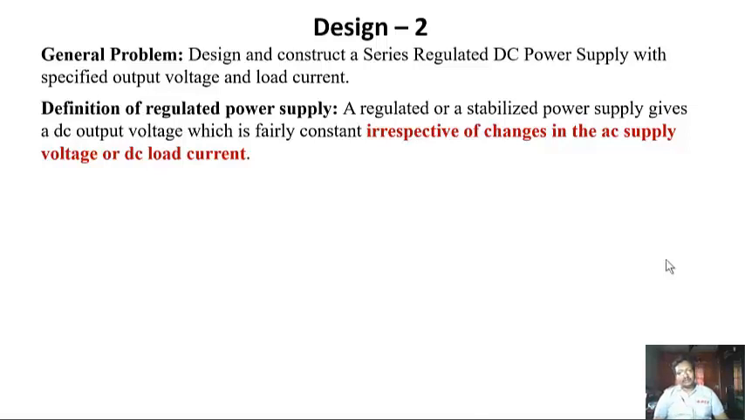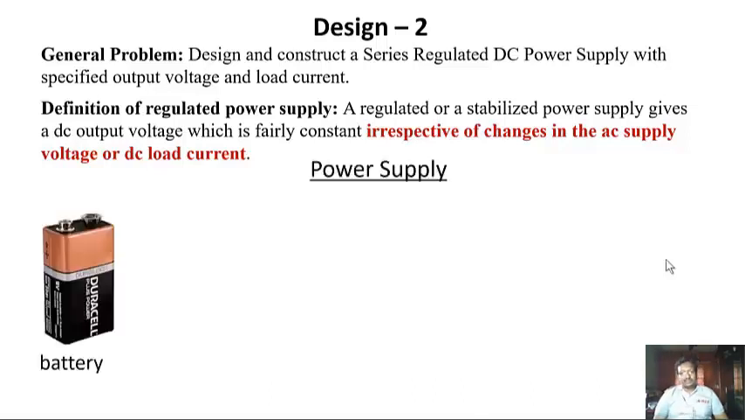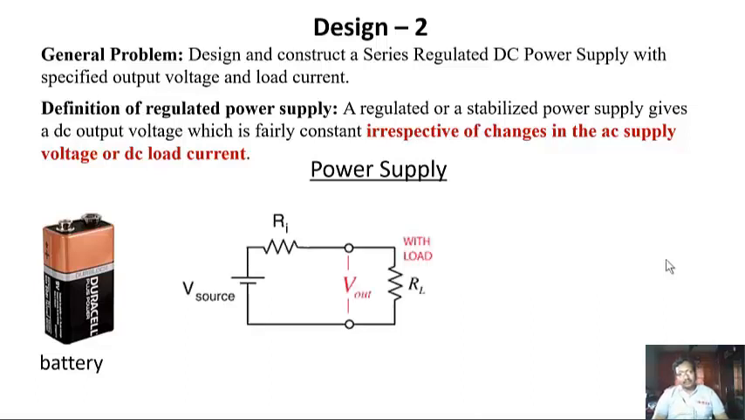A regulated power supply gives a DC output voltage which is fairly constant irrespective of changes in the AC supply voltage or DC load current. If you are talking about a power supply, a battery comes to mind, which can give you a constant voltage level, but that also cannot provide a constant supply when we vary the load resistance RL.